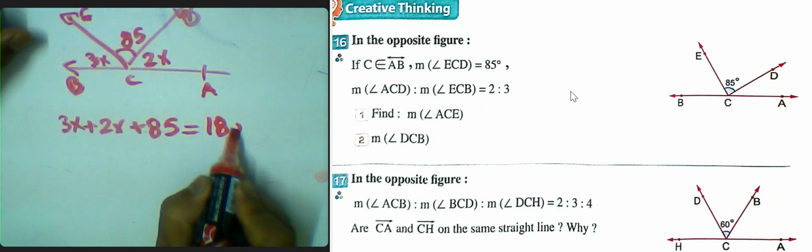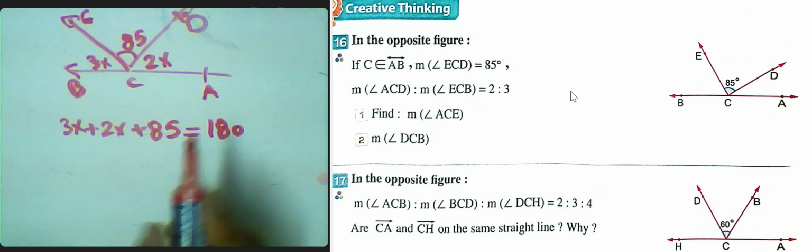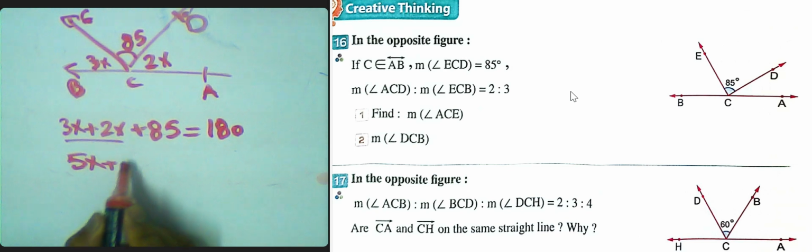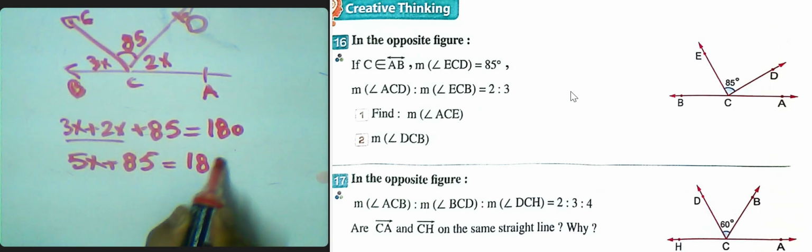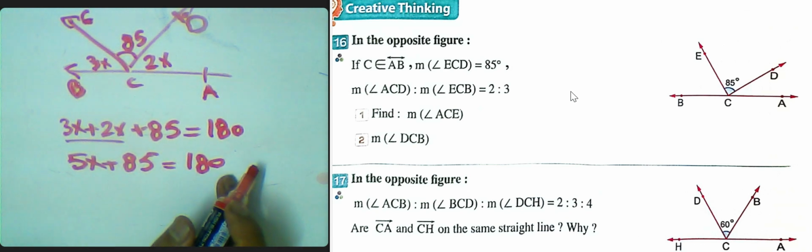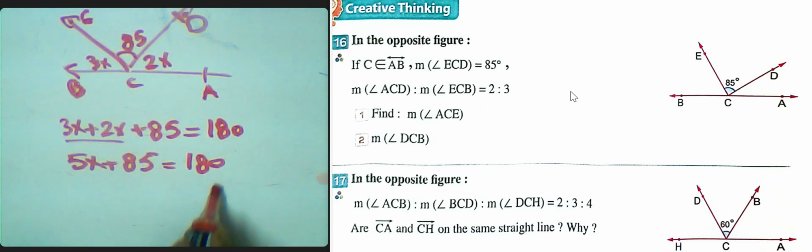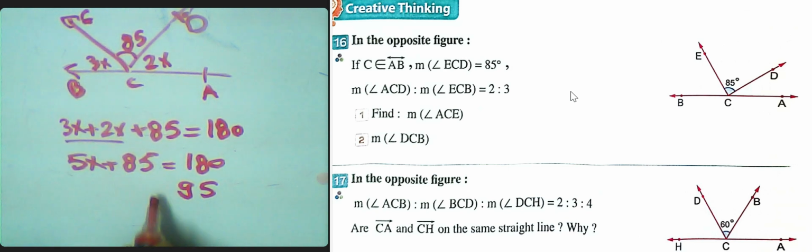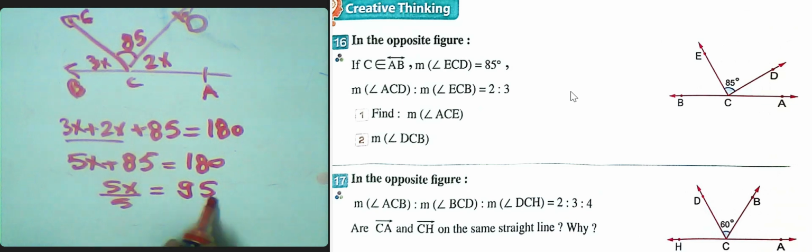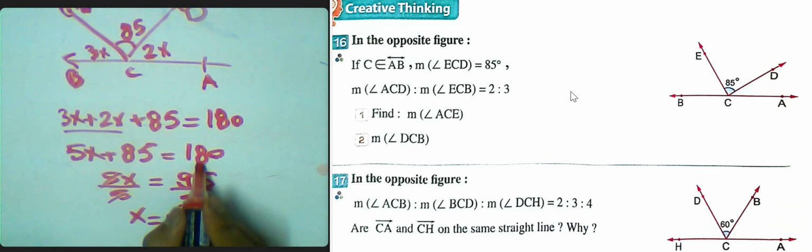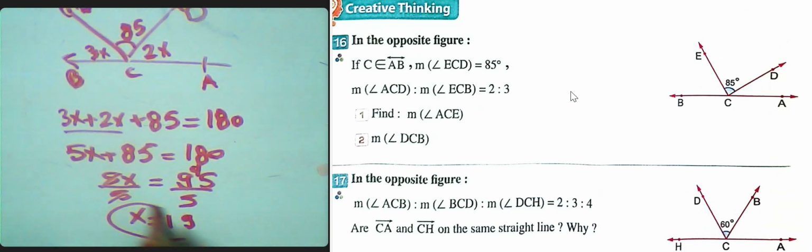So we can write 3x plus 2x plus 85 equals 180. Again, 3x plus 2x will be 5x plus 85 equals 180. Move 85, subtract from 180. 10 minus 5 will be 5. 17 minus 8 equals 9. 5x divided by 5. 9 divided by 5, it will be 1, and remainder 4. 45 divided by 5 equals 9. Then the value of x will be 9.